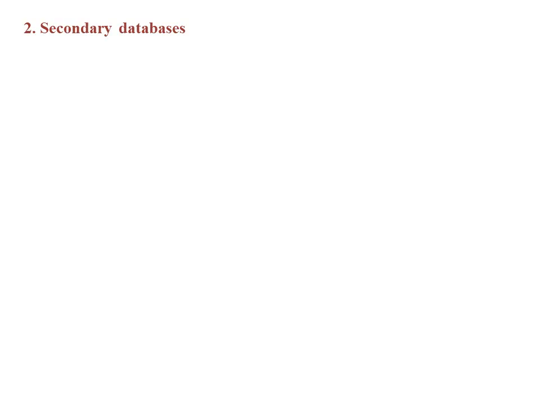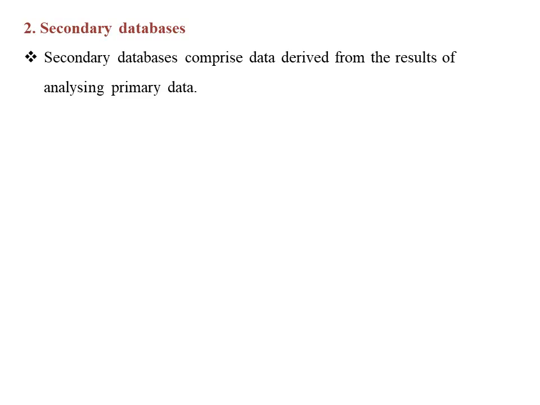Next one is the secondary database. The secondary databases comprise the data which are derived from the results of analyzing the primary data. They are highly curated, and they often use a complex combination of computational algorithms and manual analysis and interpretations to derive new knowledge from the public record of the sciences.